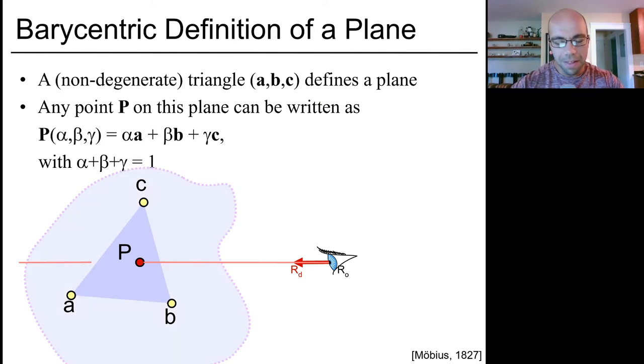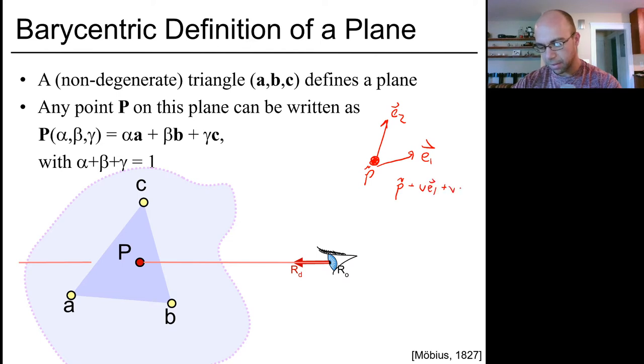Let's talk about how we could define a plane. In our previous lecture, we defined a plane as a source point, some point P, plus two edge vectors, E1 and E2. Then the plane is essentially the locus of all points that look like P plus some multiple of E1 plus some multiple of E2. This is a perfectly reasonable way to define a plane. I think it's what we're all used to from linear algebra class, but it's not the only one.